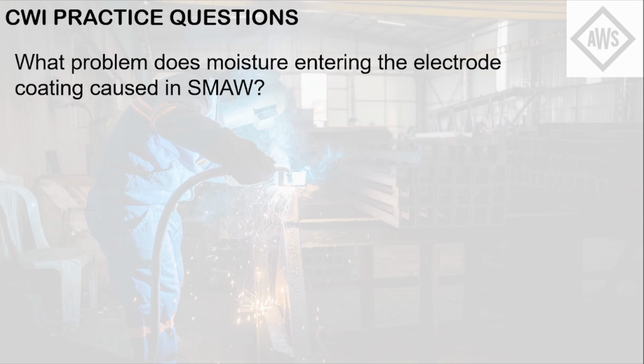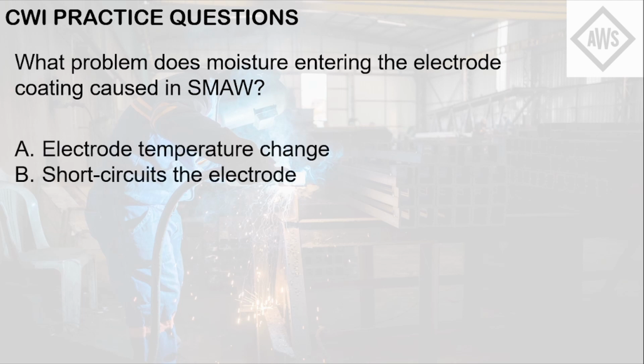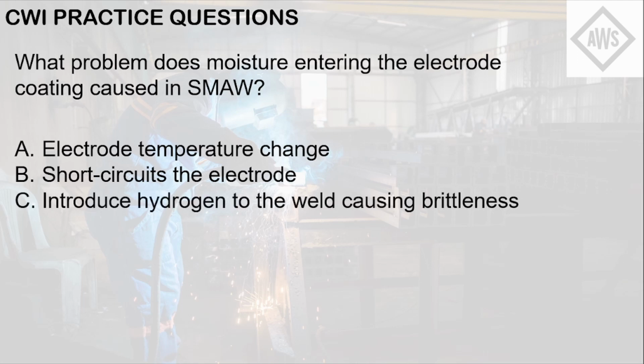Next question. What problem does moisture entering the electrode coating cause in SMAW? Letter A, electrode temperature change. Letter B, short circuits the electrode. Letter C, introduces hydrogen to the weld causing brittleness. Letter D, none of the above.